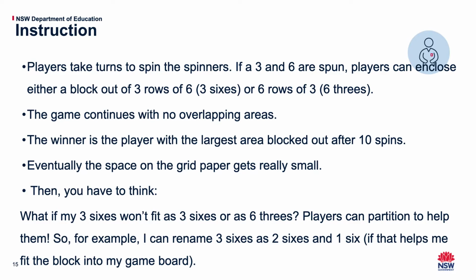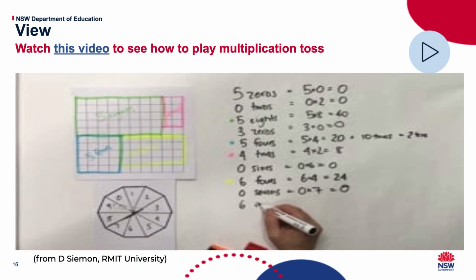Eventually, the space on the grid paper gets really small. Then you have to think, what if my 3 6s won't fit as 3 6s or 6 3s? Players can partition to help them, so that means you can break them apart. So, for example, I can do 3 6s as 2 6s and 1 6. I know that sounds so confusing. That's why there's a video here. We will watch these videos this morning in our Zoom meeting.